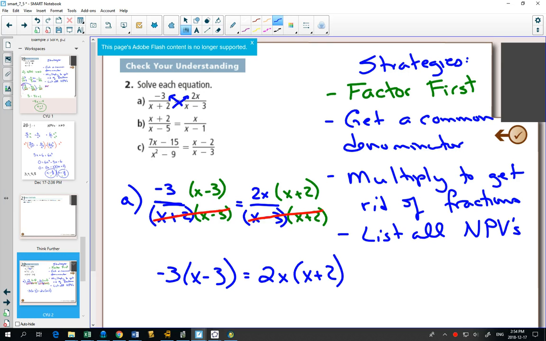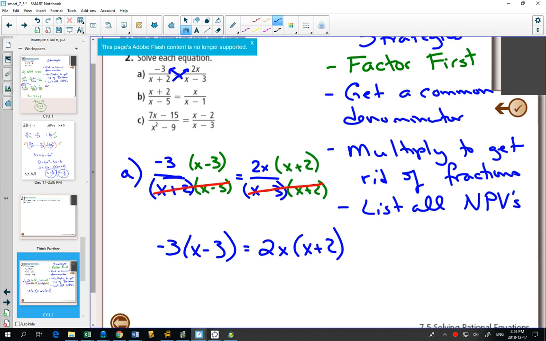At this point, if we're going to solve it, oh, we haven't listed all of our non-permissible values. Maybe this would be a good time to do that. Are we dividing ever in this question? Yes. We're dividing by x plus 2. What does that mean? X can't equal negative 2. And here we're dividing by x minus 3. That means x can't equal positive 3. So let's list our non-permissible values. And now we can go about solving this.